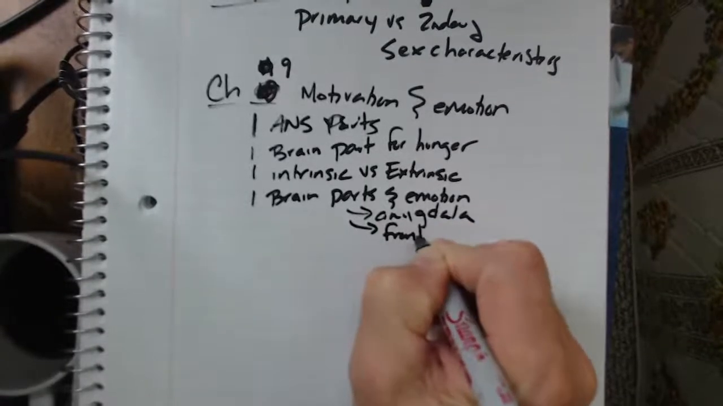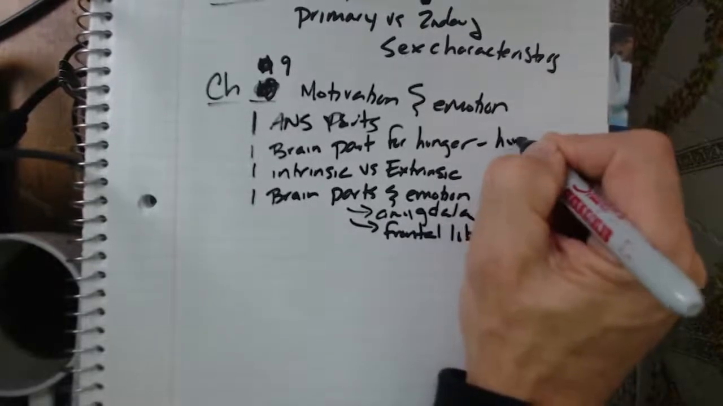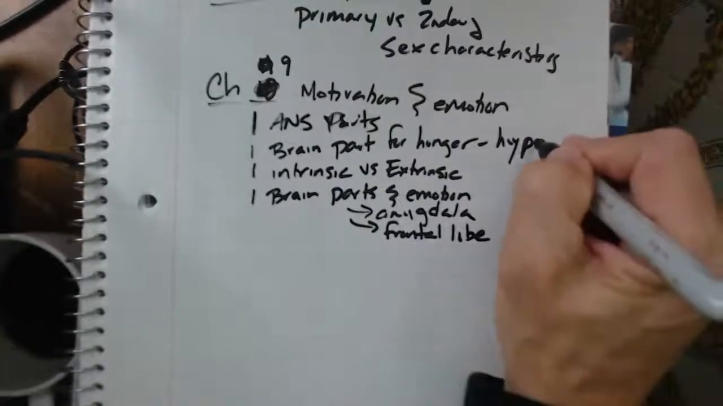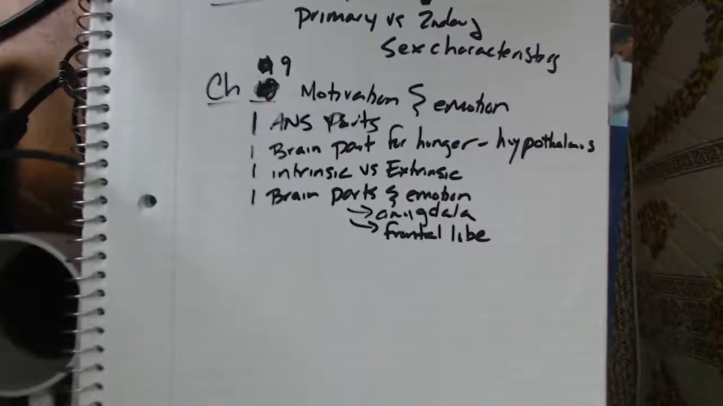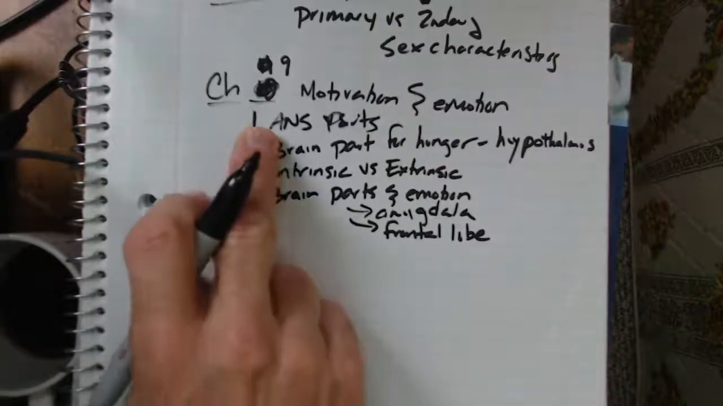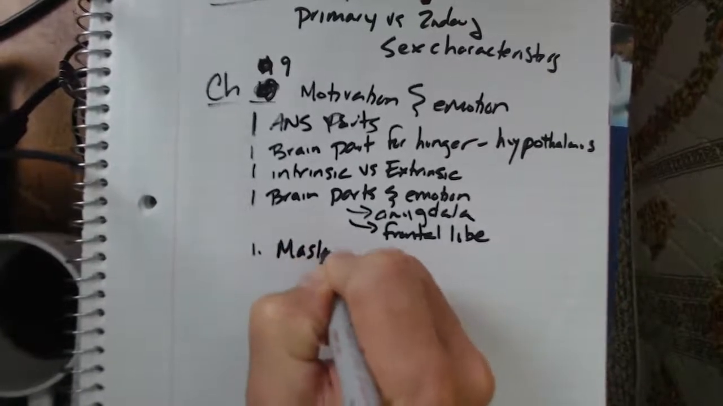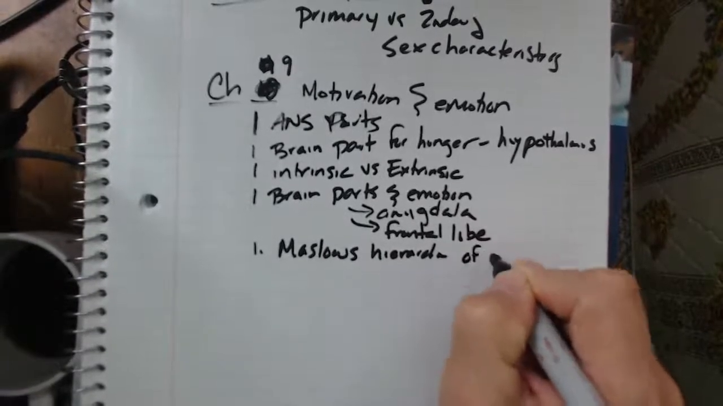And frontal lobe, you know, hypothalamus, over here, hypothalamus. Let's see, one question on intrinsic versus extrinsic. And then I've got one question on Maslow's hierarchy of needs.